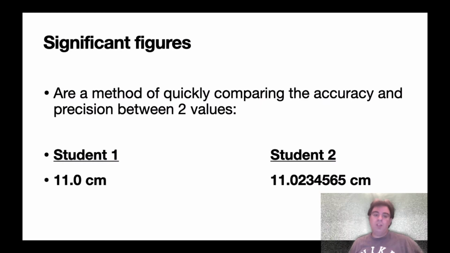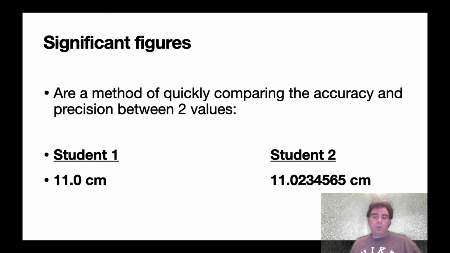So, what are significant figures? Significant figures are a method of quickly comparing the accuracy and precision between two values. They're not measuring accuracy, and they're not measuring precision, because we just saw accuracy is measured through percent error, whereas precision is through standard deviation. So what does that mean? It is simply looking at two numbers and ascertaining which is more accurate and precise. It's a measurement of comparison.